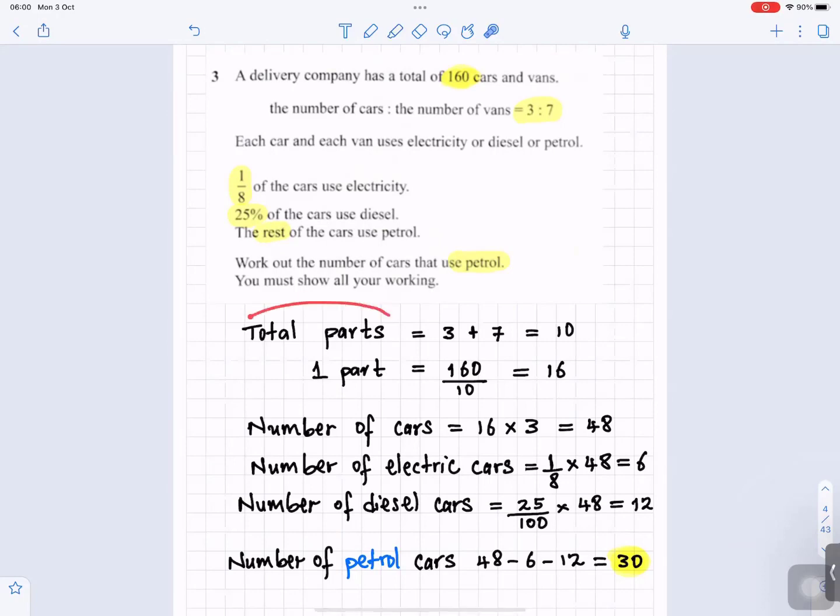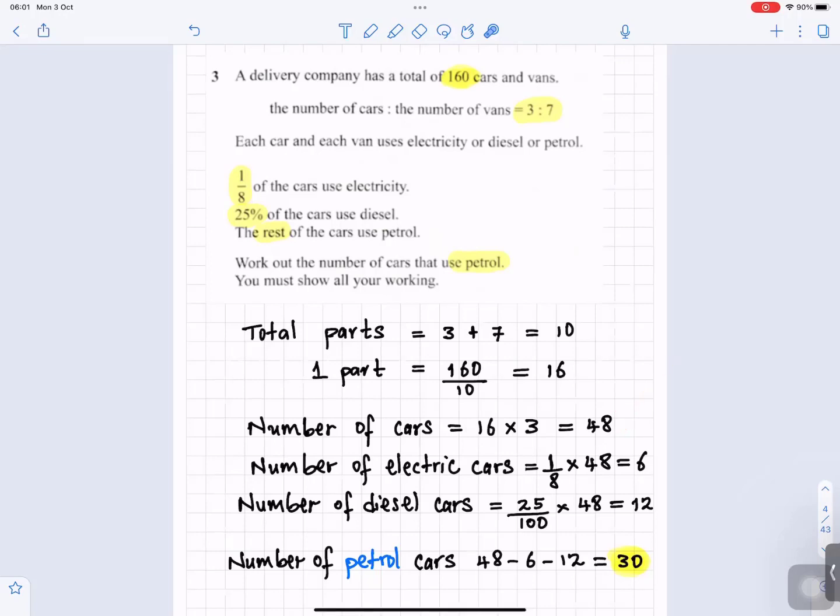First thing, we want the total parts. 3 plus 7 gives you 10. One part, because it's 160, is 160 divided by 10, which is 16. So the number of cars, 16 times 3, is 48 cars.